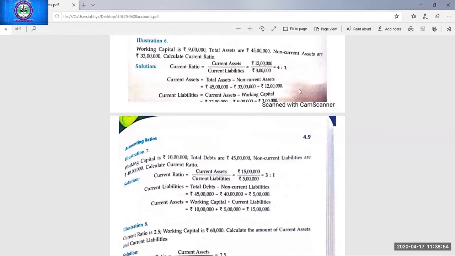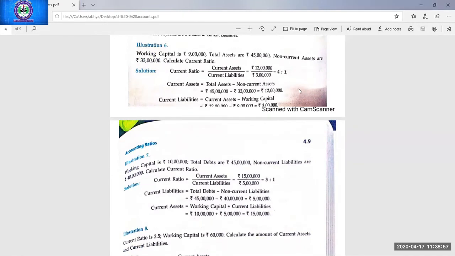Now try to solve example number 8, not 7. This type of question you have done. So example number 8: current ratio is 2.5. Let me clear one thing here: current ratio is 2.5 means current assets are 2.5 times of current liabilities. So assume current liability is X and current assets will become 2.5X. Put the values in the working capital formula, that is current assets minus current liabilities, and you will be able to find out the value of X.